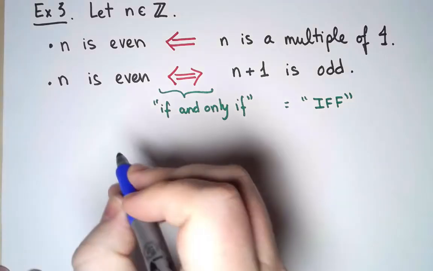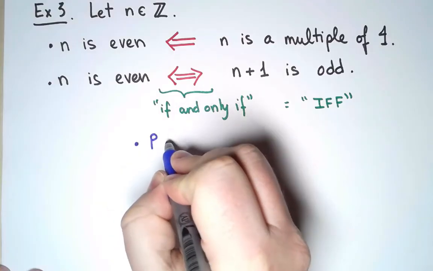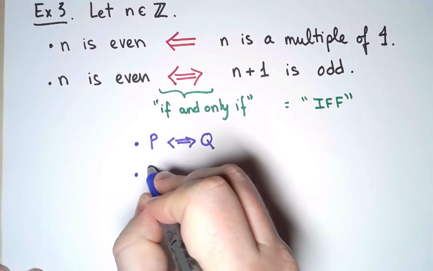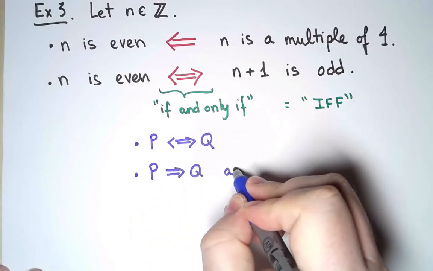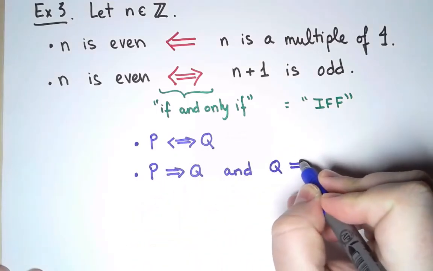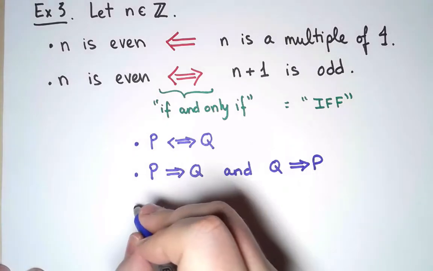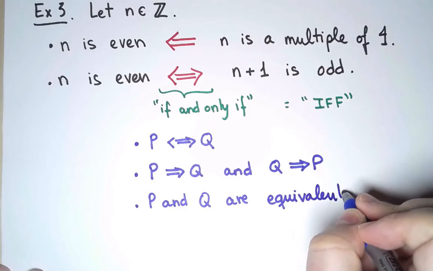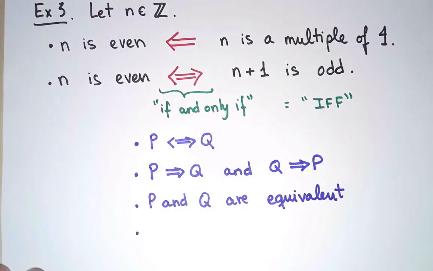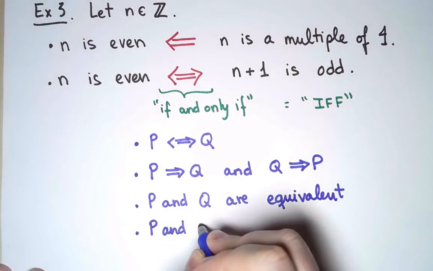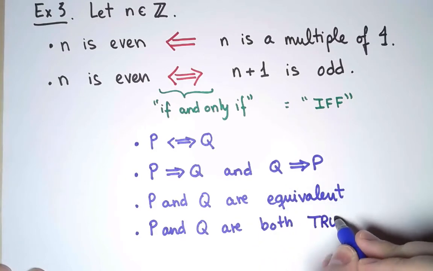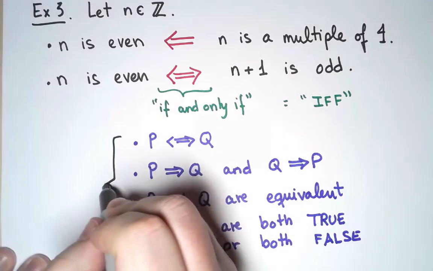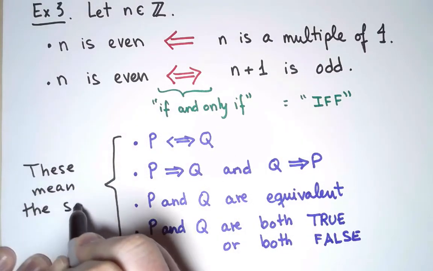So to spell it out, when I write P if and only if Q, what I'm actually saying is that two things are true. If P, then Q, and if Q, then P. Another way to say this is that P and Q are equivalent. And finally, to spell it out in all possible ways, what we are really saying is that P and Q must both be true or P and Q must both be false. All these lines mean exactly the same thing.